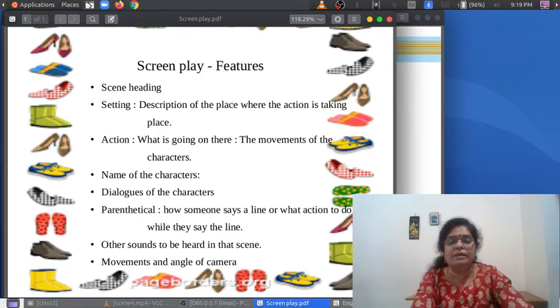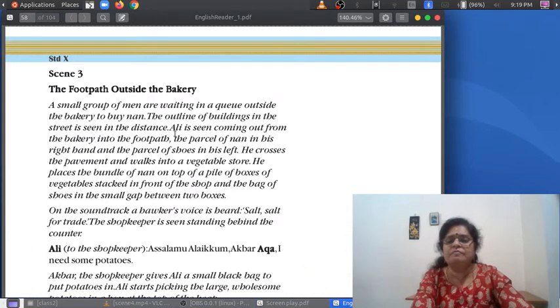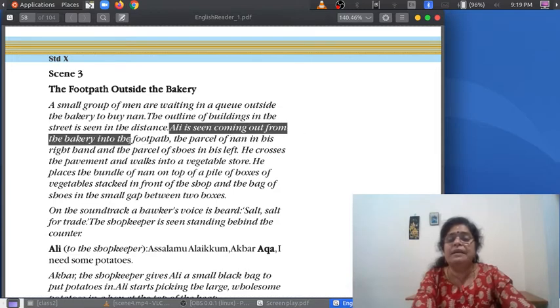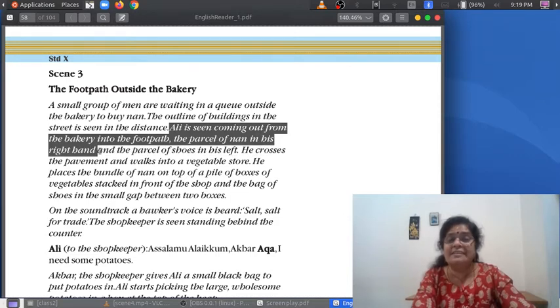Then look at our screenplay. Look here. Ali is seen coming out from the bakery into the footpath. The parcel of naan in his right hand.